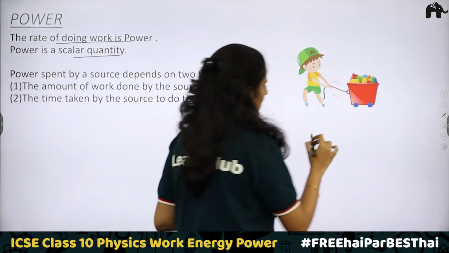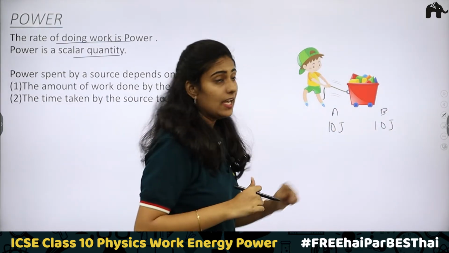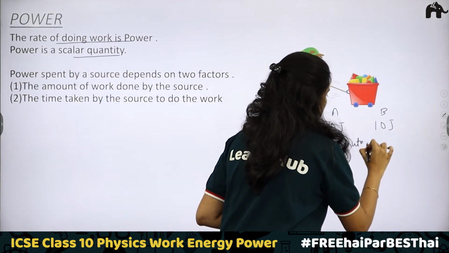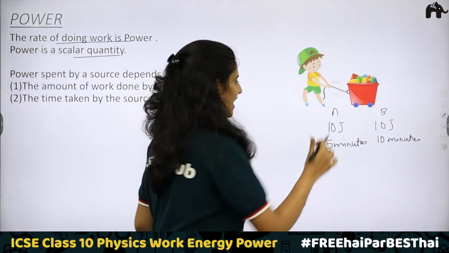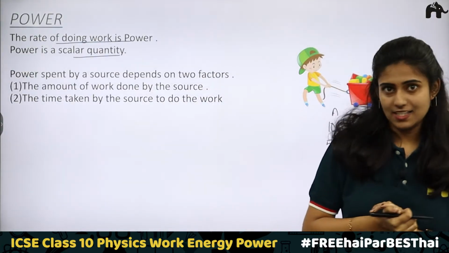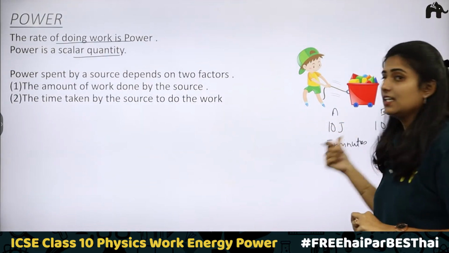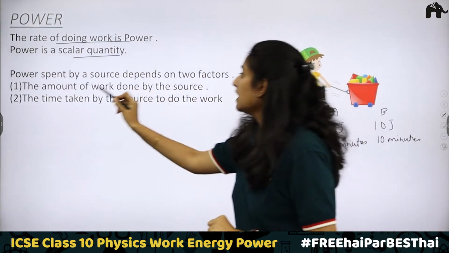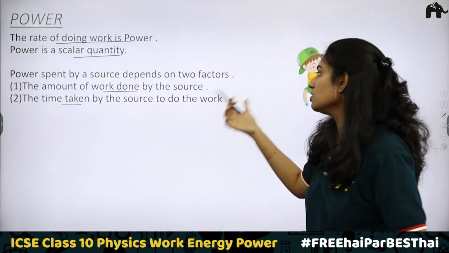For example, let's take 10 joules of work done by 2 people, A and B. A does this work in just 5 minutes. B takes 10 minutes. Then who is more powerful? Yes, A will be more powerful. That is, when time decreases, power increases. In less time, if a person is able to complete the work, then we say that he is more powerful. Power spent by a source depends on two factors. First one is the amount of work done by the source. And the second, the time taken by the source to do the work.